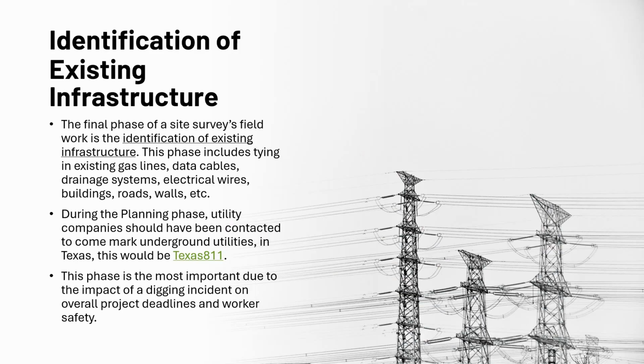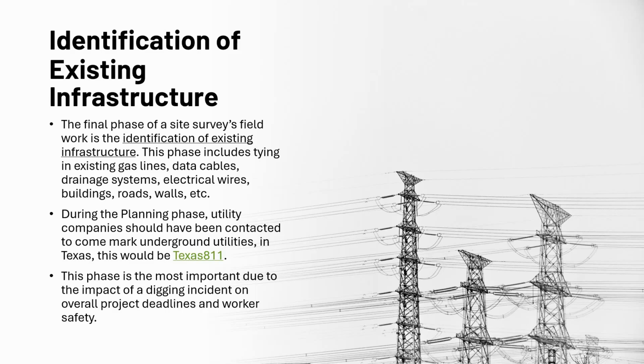All right, the next phase is going to be your identification of existing infrastructure. So the final phase of a site survey's fieldwork is the identification of existing infrastructure. This is where you're actually looking at what all we've put in the ground, what already exists on the ground out here that's man-made. We're looking at gas lines, data cables, drainage systems, electrical wires, buildings, roads, walls, even rubble and debris. If you've got old dump sites, anything like that is going to tie into your project, and you have to identify all of that information to the best of your ability while you're out there.